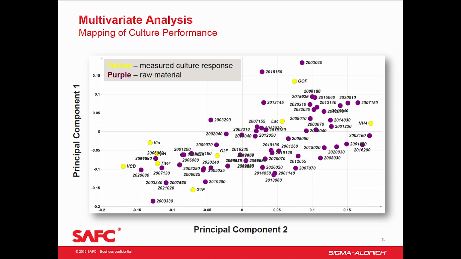So if you're looking at G0F or viable cell density, how you understand this is, any purple dot close to the yellow dot has an influence on that particular response. Vice versa, if this one's having an input or influence on the viable cell density, it's also making G0F decrease. So what you want to do is take raw materials that are close to that, and those will be important ones to look at.